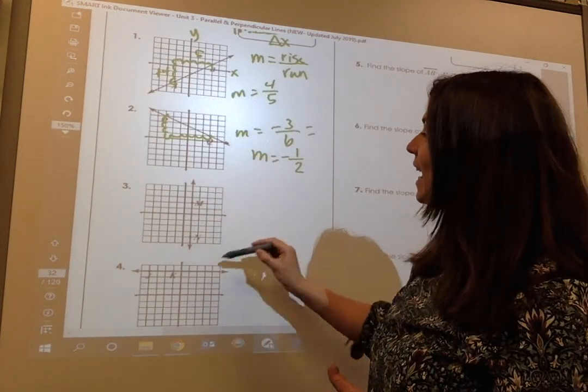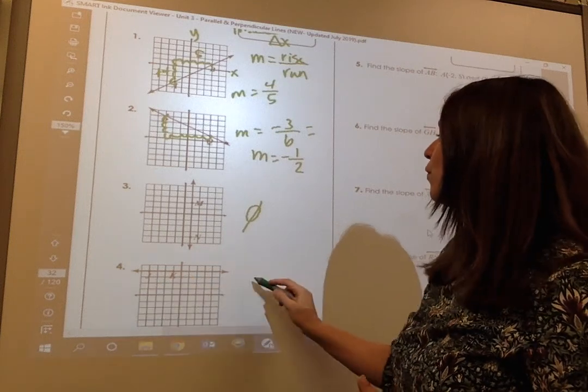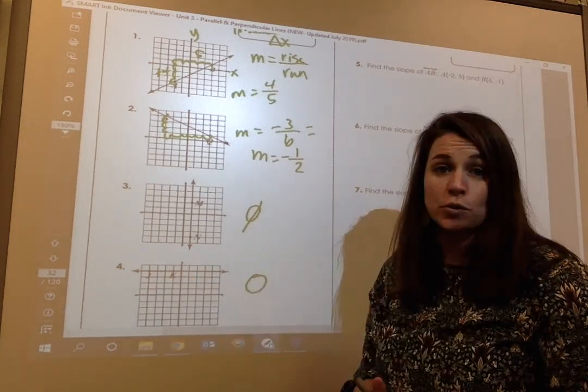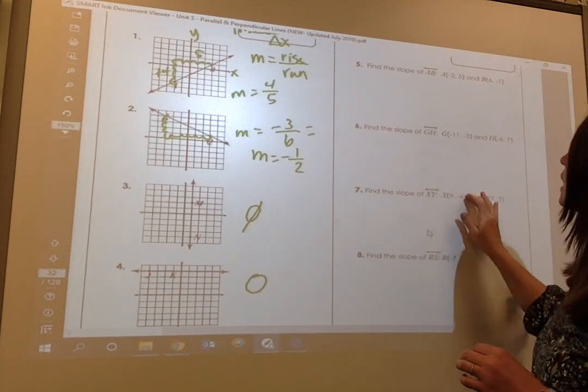Number 3, he's dead. He's undefined. And number 4 is a 0 slope. Remember the difference between those. It's very important, very key.